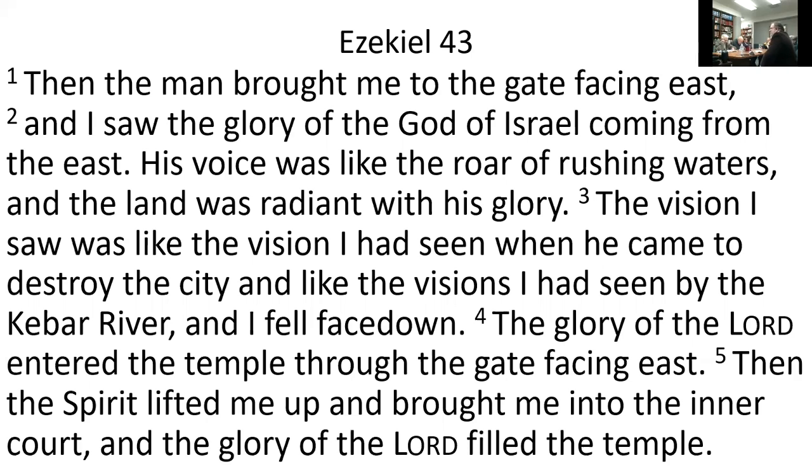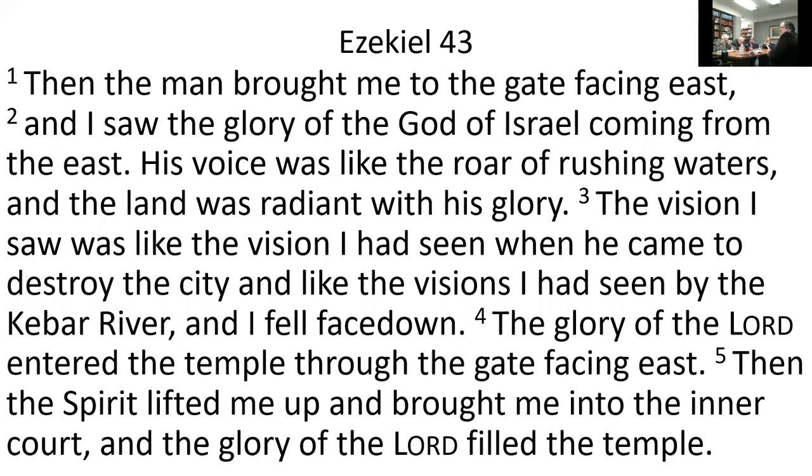Then the man brought me to the gate facing east, and I saw the glory of the Lord of Israel coming from the east. His voice was like the roar of rushing waters, and the land was radiant in its glory. The vision I saw was like the vision I had seen when he came to destroy the city, like the visions I had seen by the Kebar River where I fell face down.